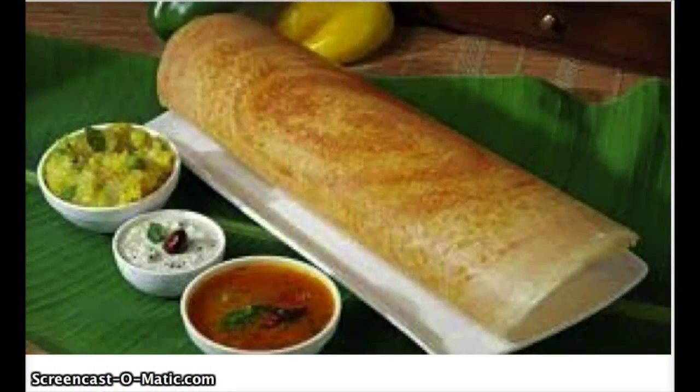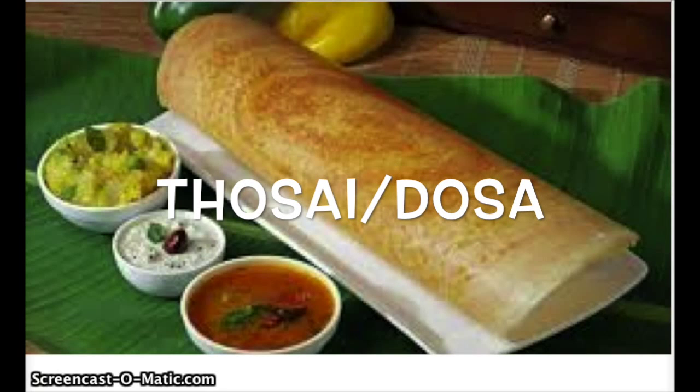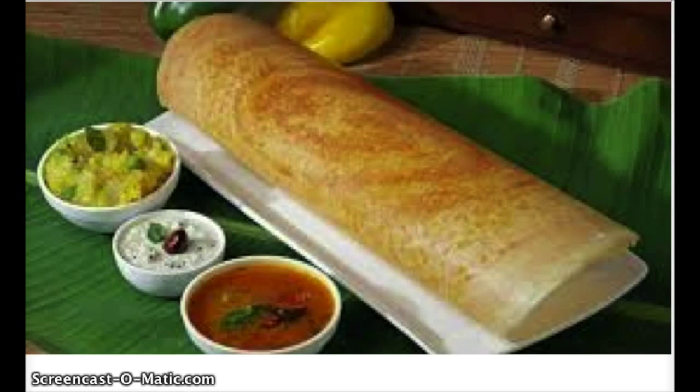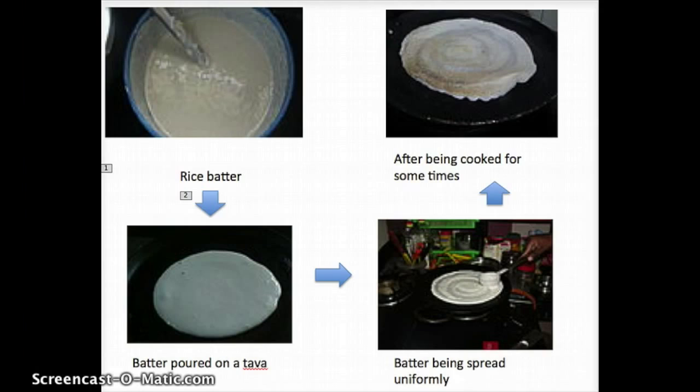Dosa, a common breakfast dish and street food, is high in carbohydrates and contains no sugar or saturated fats. As its constituent ingredients are rice and urad dal, it is also a source of protein. A mixture of rice and urad dal that has been soaked in water is ground finely to form a batter.